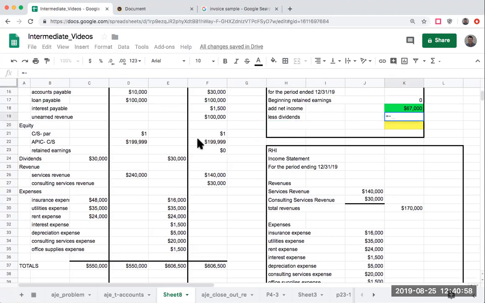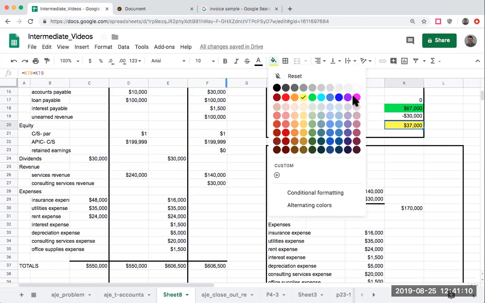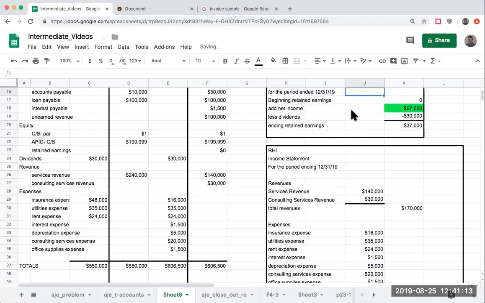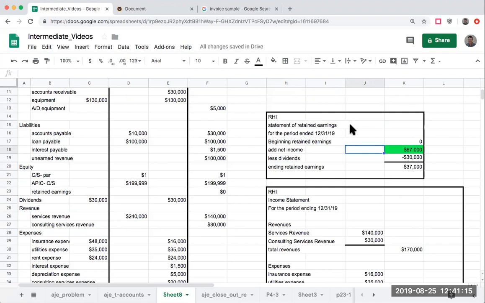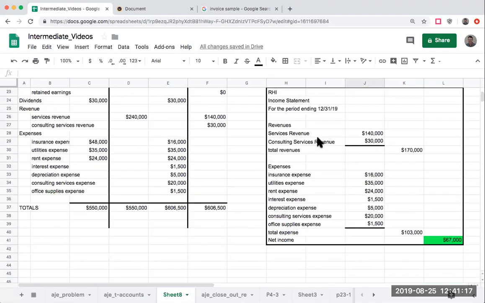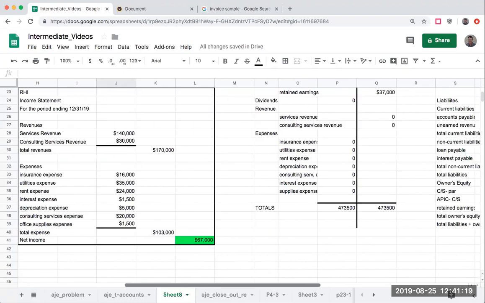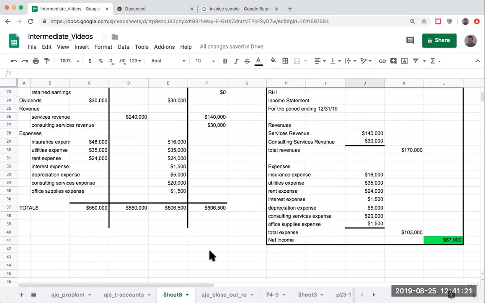And then right over here, my dividends are going to be $30,000. It's going to give me ending retained earnings. Okay, my ending retained earnings are going to be right here at $37,000. So now I have enough information to go through and prepare my balance sheet.